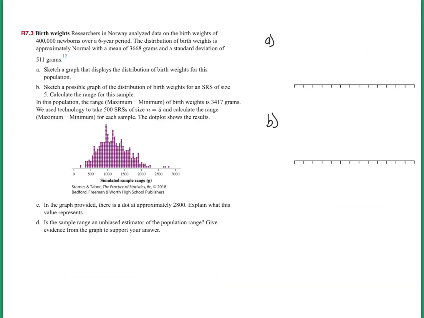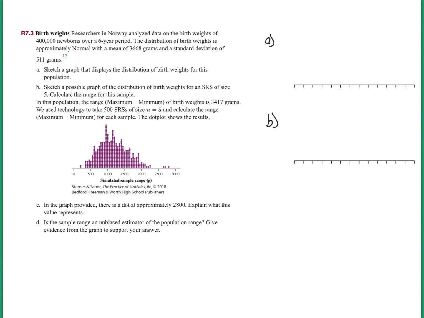Okay, researchers in Norway analyzed data on the birth weights of 400,000 newborns over a 6-year period. The distribution of birth weights is approximately normal with a mean of 3,668 grams and a standard deviation of 511 grams. Okay, sketch a graph that displays the distribution of birth weights for this population. Okay, so they say it's approximately normal, so we know it's going to be some kind of normal curve.